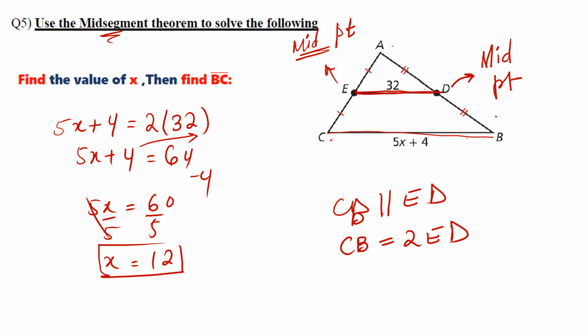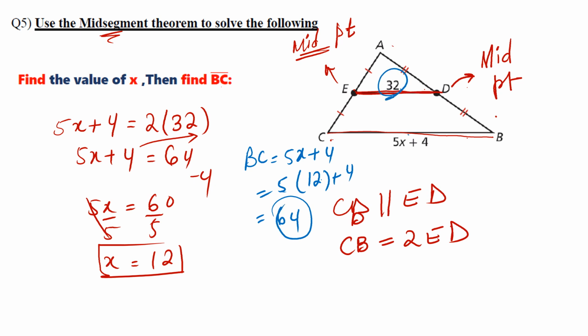Now they are asking us to find BC. So what is BC actually? BC is equal to 5x plus 4. Replace x by 12, plus 4. So 5 times 12 is what? 5 times 12 is 60. 60 plus 4 is 64. So you have seen that 64 is double the 32.